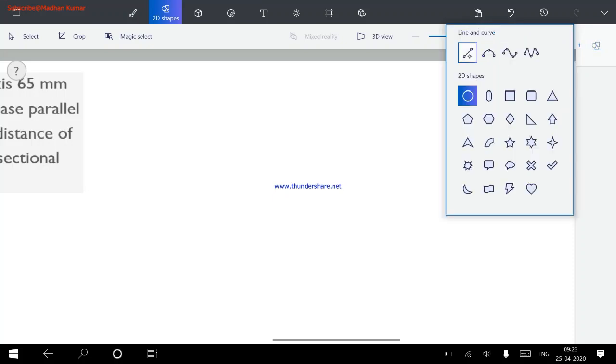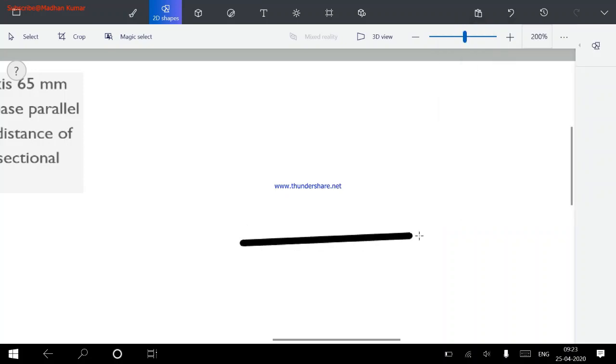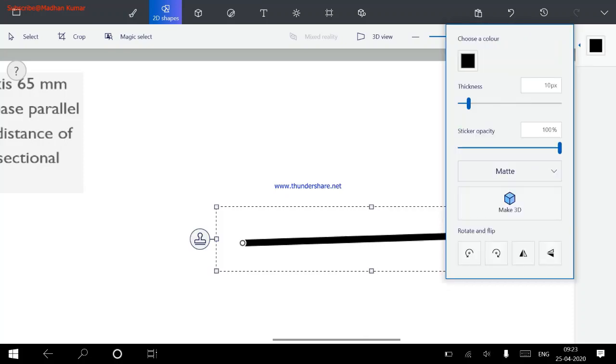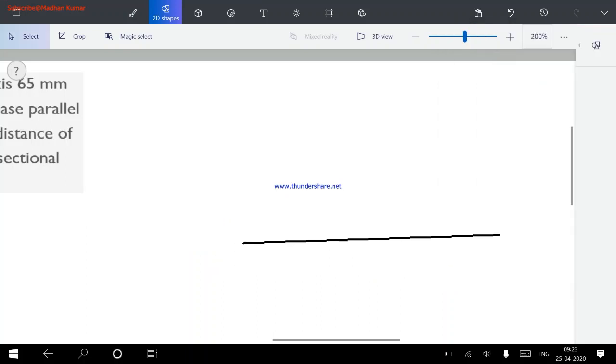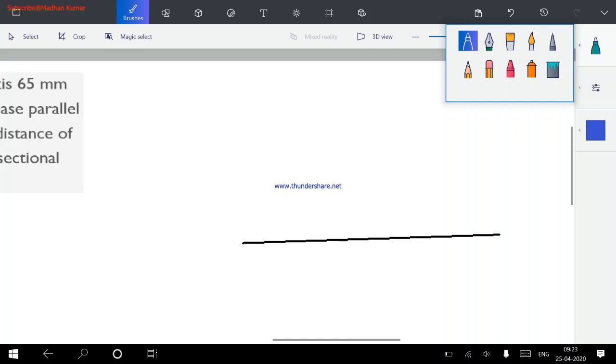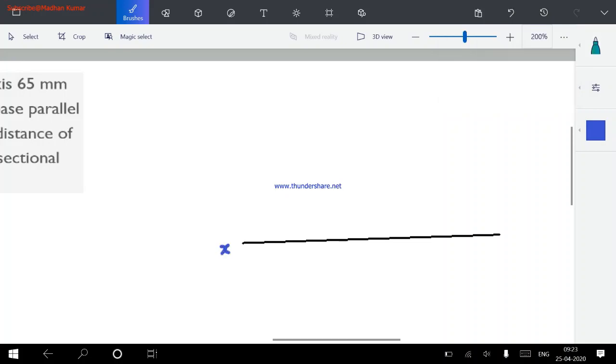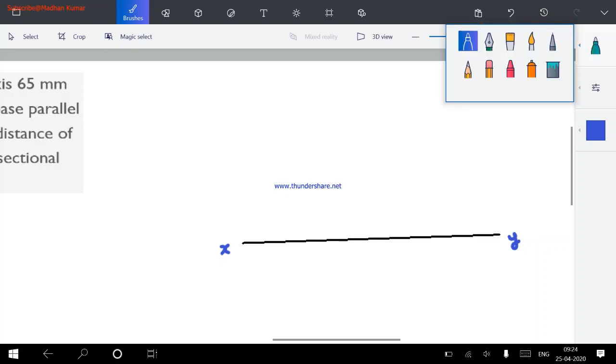So first of all you have to draw the XY reference plane. So this is your XY reference plane. We reduce the thickness of the XY reference plane, and then name this XY reference plane as X and Y.